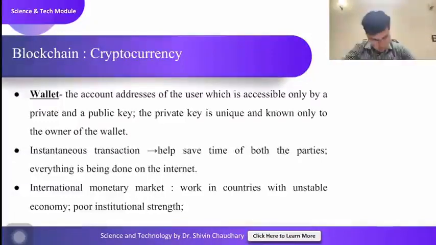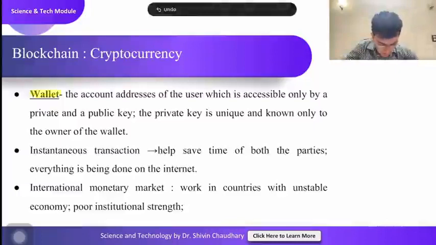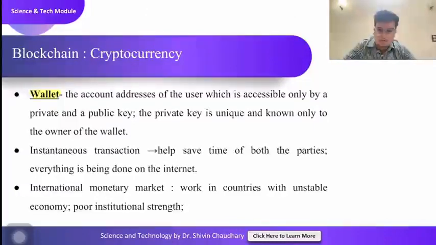ठीक है. Okay. Now, the wallet होता है, जैसे पेटीएम का वॉलेट है, राइट? वैसा सिमिलर वॉलेट you have a cryptocurrency wallet. It has two things. It has a public key and a private key. Okay, now public key is public, means it is like your email address.